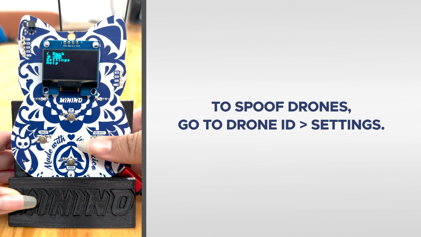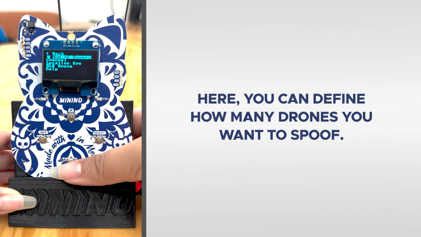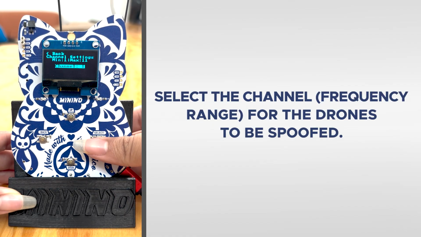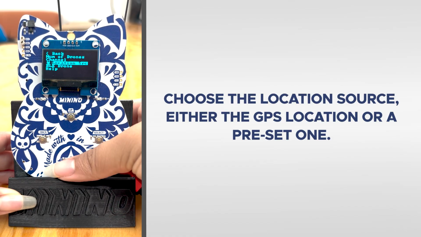To spoof drones, go to Drone ID, Settings. Here you can define how many drones you want to spoof. Select the channel frequency range for the drones to be spoofed. And choose the location source, either the GPS location or a preset one.